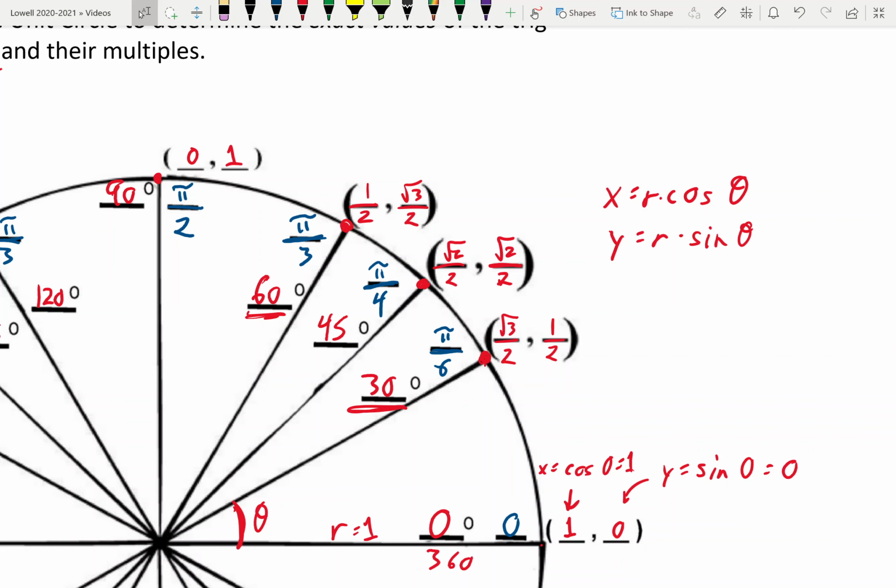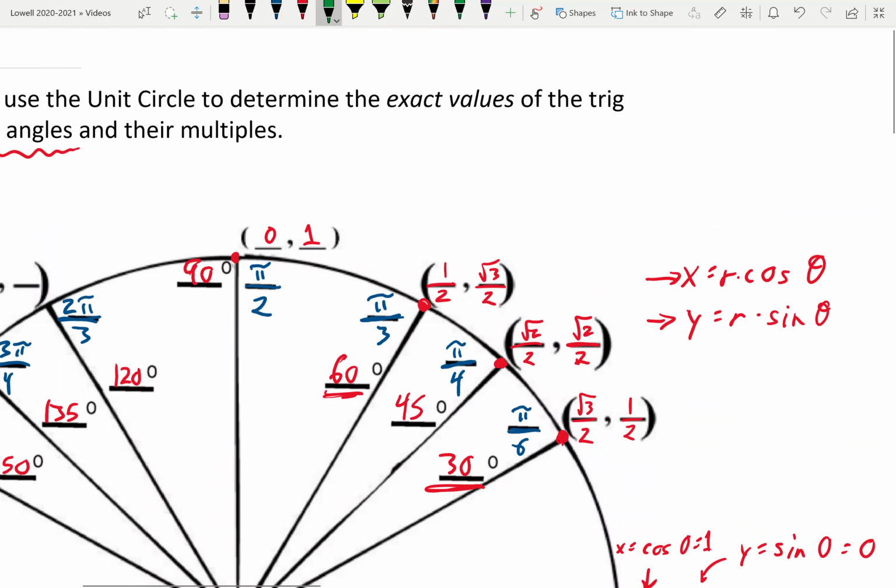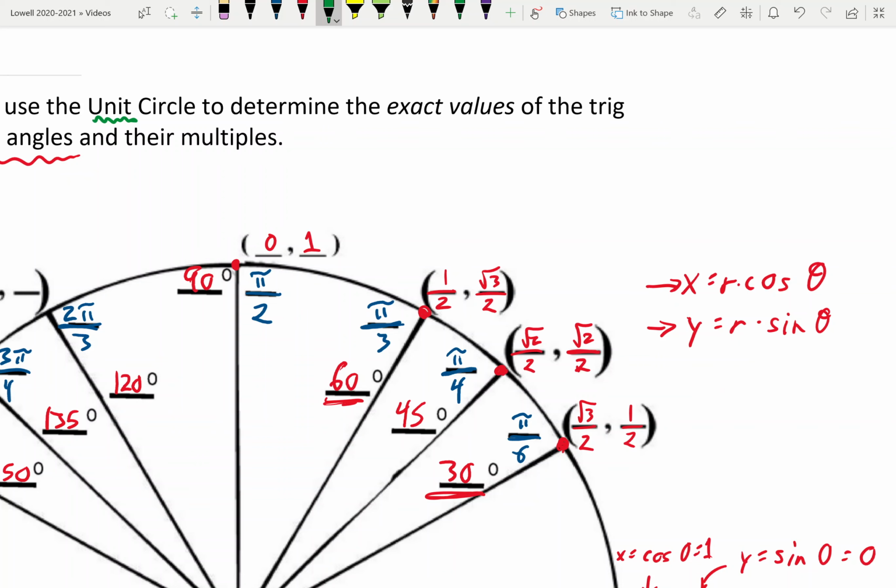But remember that the coordinates of all these points are simply the x-coordinate is r times the cosine of theta, and y is r times sine of theta, whatever the angle just happens to be. Also remember that because we're working on a unit circle, that just means that the radius is 1, and so we can just essentially erase them because they're just times 1.